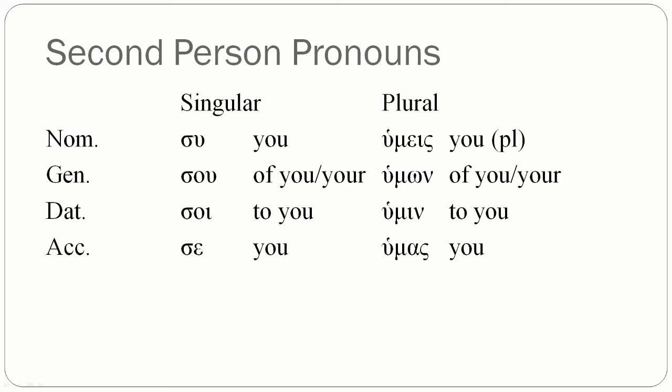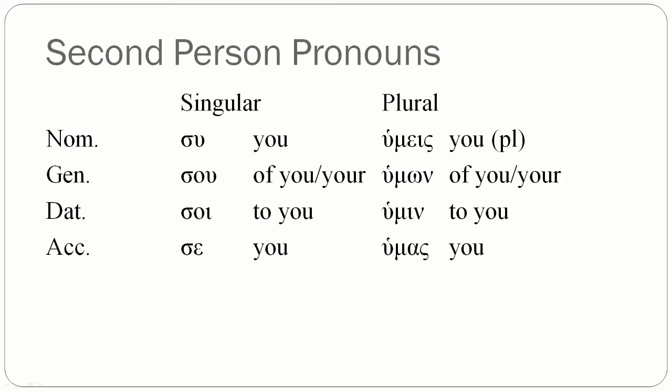Here, the nominative plural, first person was hemes. Here in the second person, it's humes, you plural. Genitive plural, humon, of you or your, again in the plural. Dative plural is humin, to, by, or for you. And then the accusative plural, humas, object form of you. That is the second person, and again, very similar to the first person.